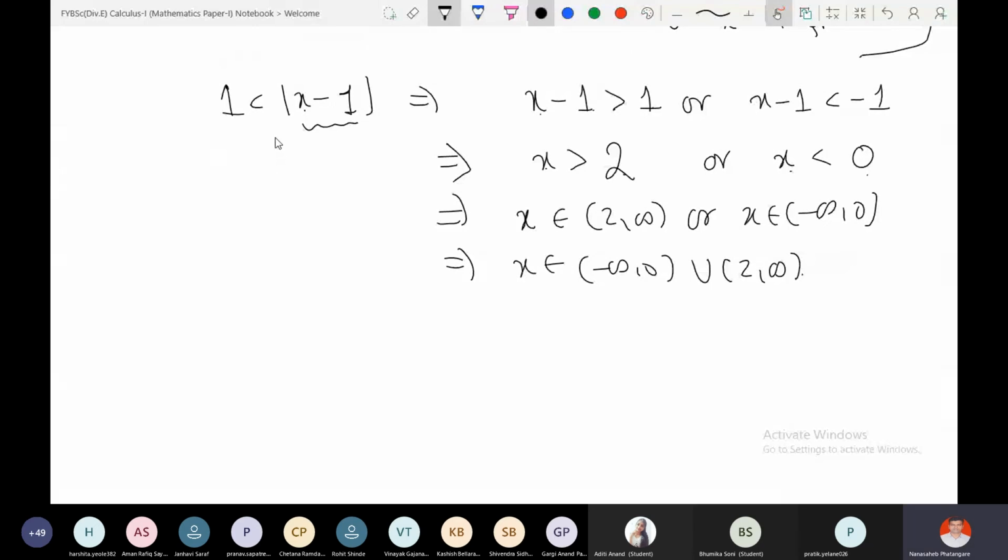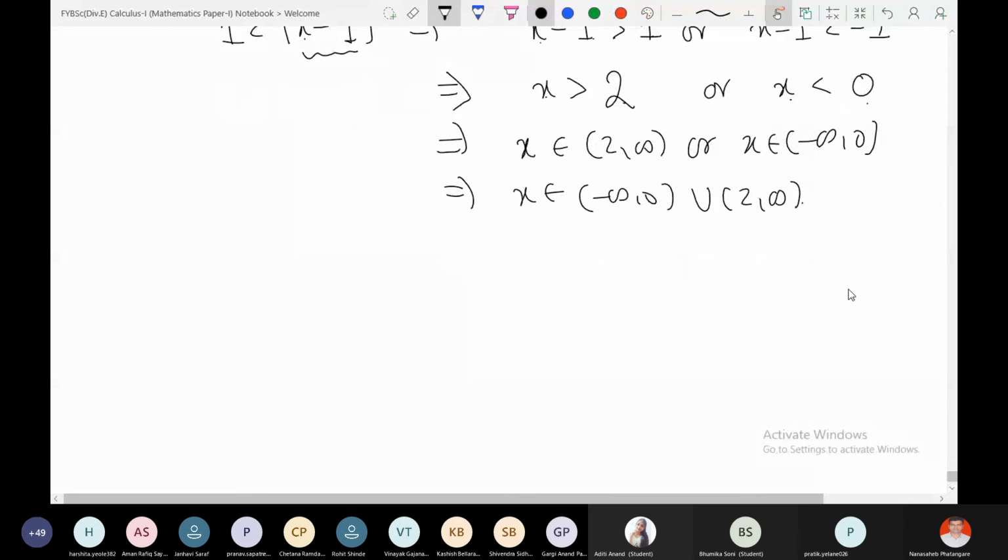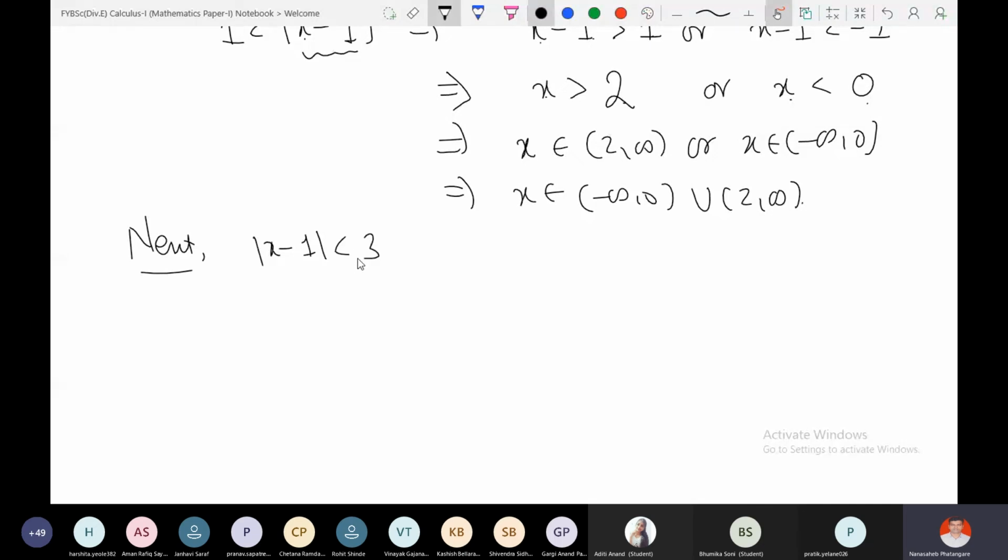Is it clear? Right. So when I say 1 less than absolute value of x minus 1, then x is in this range. That means x is definitely not between 0 and 2. Now the next part of inequality. What is the next part? The absolute value of x minus 1 is less than 3. This is the next part.